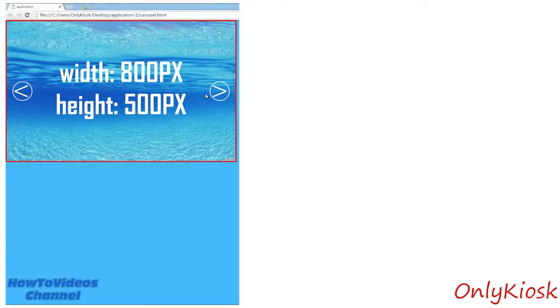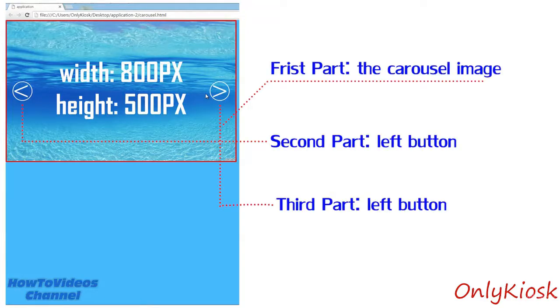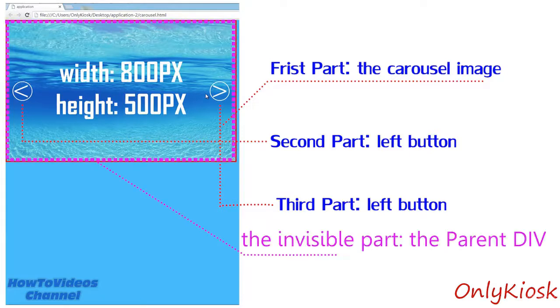First, let's do a project analysis so that we can have a clear idea of what we should do. At first glance, the carousel is made up of three parts: the image and two buttons. The two buttons are displayed on top of the image. As a front-end programmer, you should be able to see the invisible part. The invisible part here is the parent div, housing the image and two buttons.